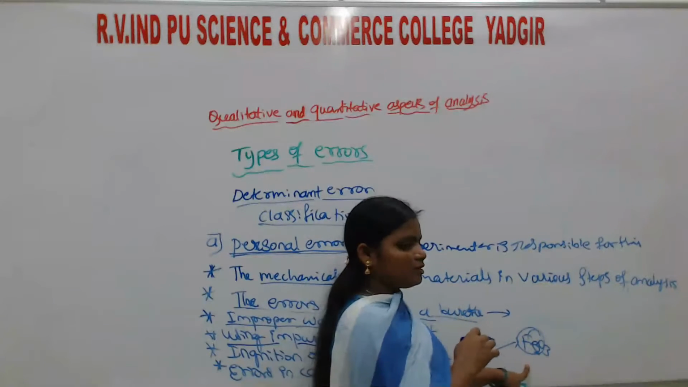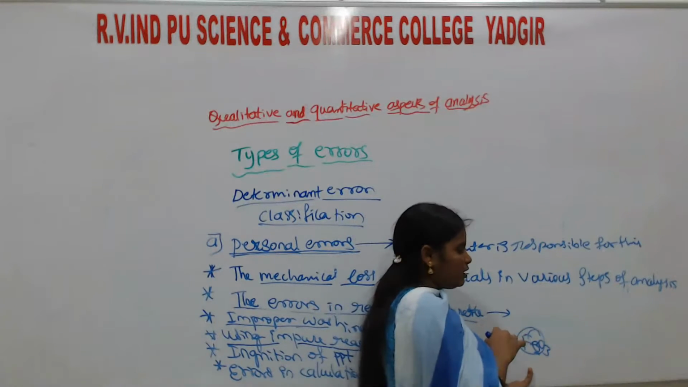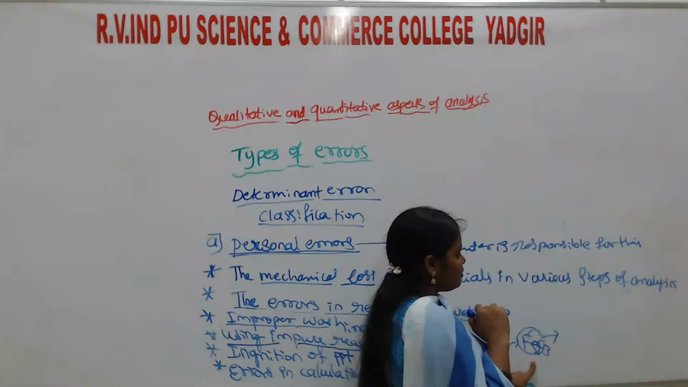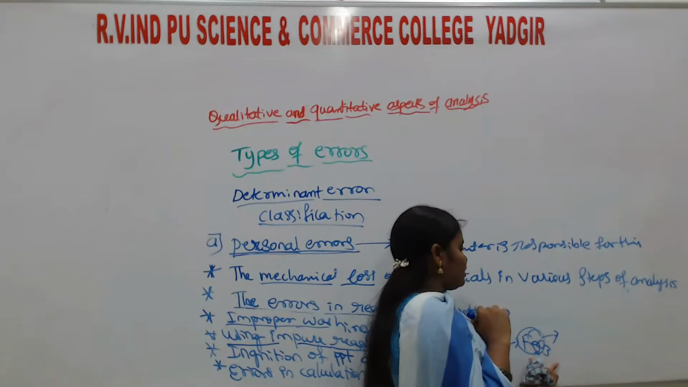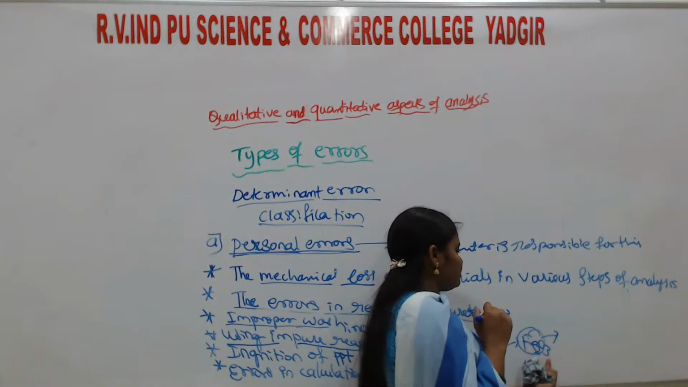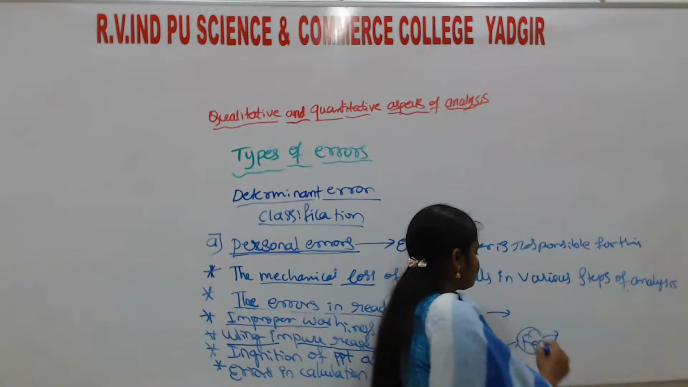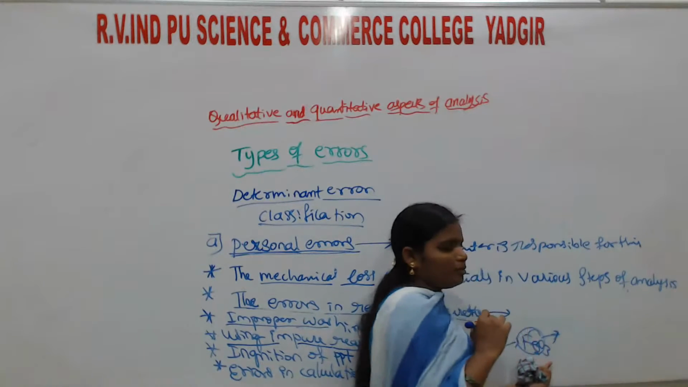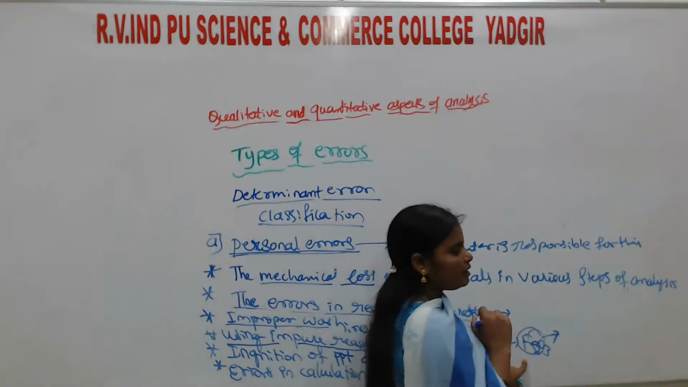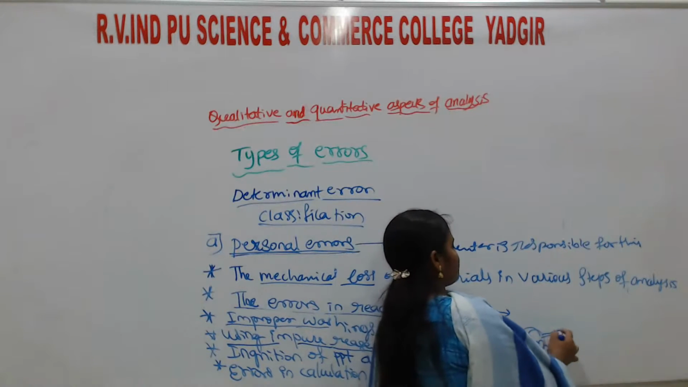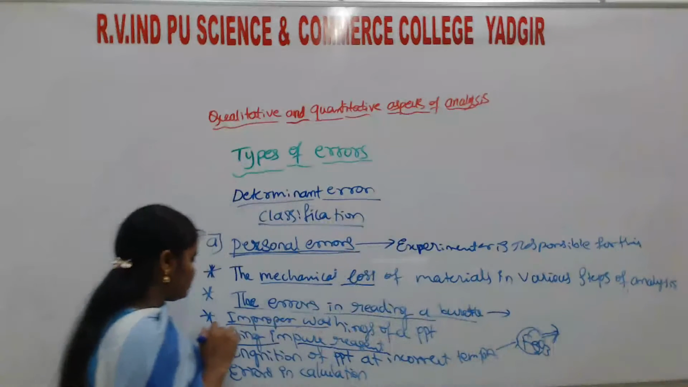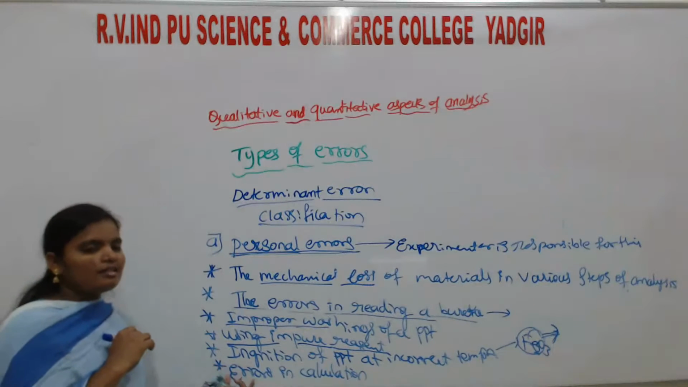It is heated at a red hot temperature, and the residue gives ferric oxide. If the incorrect temperature is given, the formation is decreased. When it is ignited at an incorrect temperature, the values come out unexpected and an error is formed. This is the ignition of a precipitate at incorrect temperature.